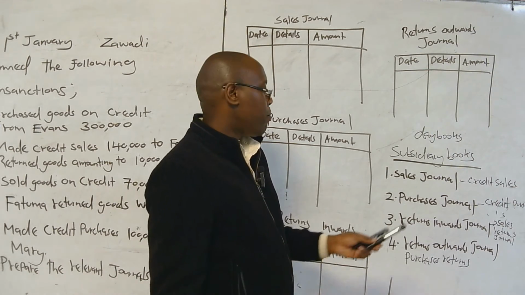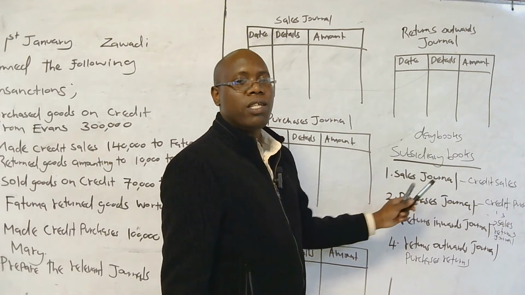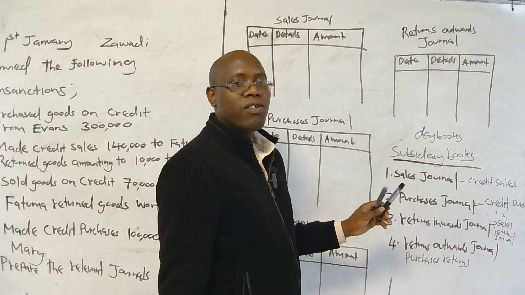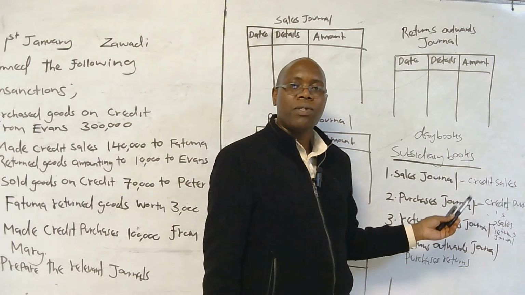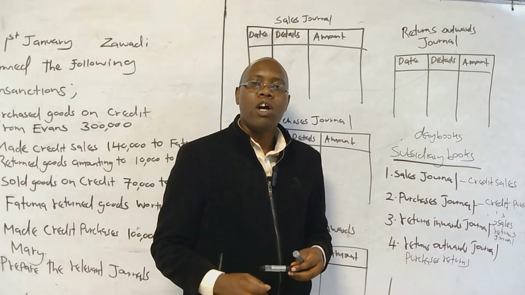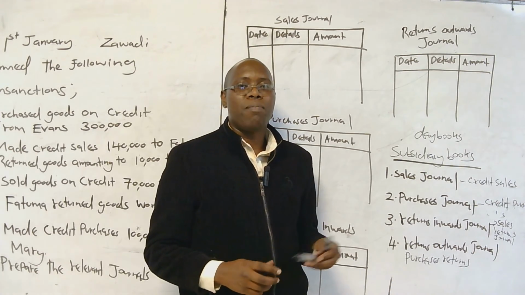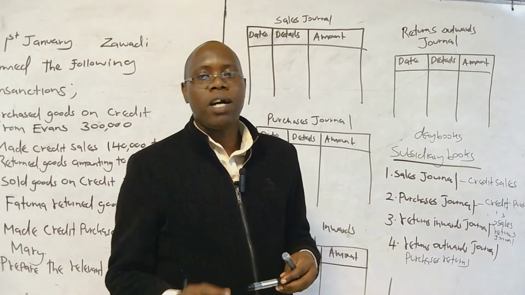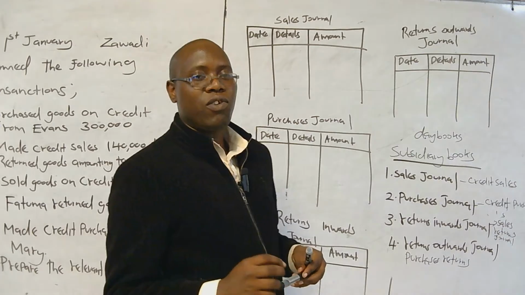So sometimes in the exam, they can ask you to prepare the sales day book. The sales day book is the same as the sales journal. They can ask you to prepare the purchases day book. The purchases day book is the same as the purchases journal. So sometimes we call them day books because transactions are recorded on a daily basis. We call them journals because the transactions are recorded in a chronological format from the first date to the last date. So that's what you need to be able to know.